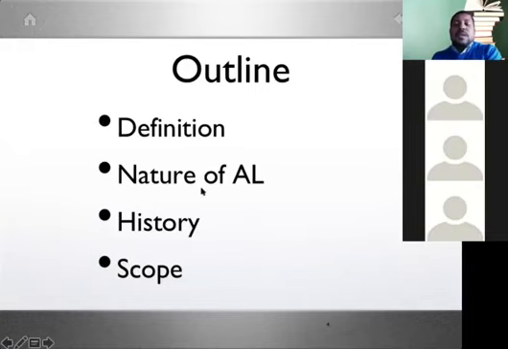The second section will look at the nature of applied linguistics, what makes it distinct from other fields, similar fields, or related fields. Then we look at a little bit of history. When did applied linguistics start? Where? How did it develop? Etc. And finally, we look at the scope. By the scope, we simply mean what can be considered applied linguistics and what cannot be considered applied linguistics.